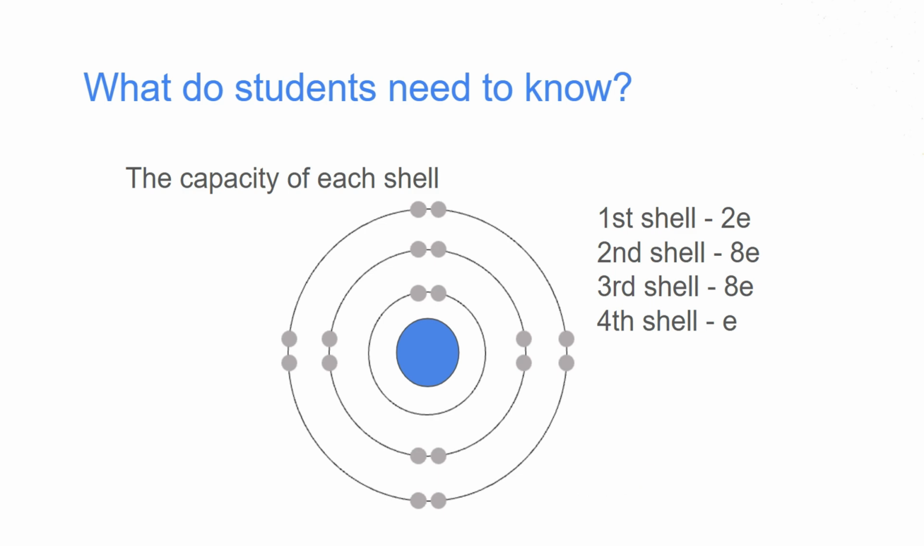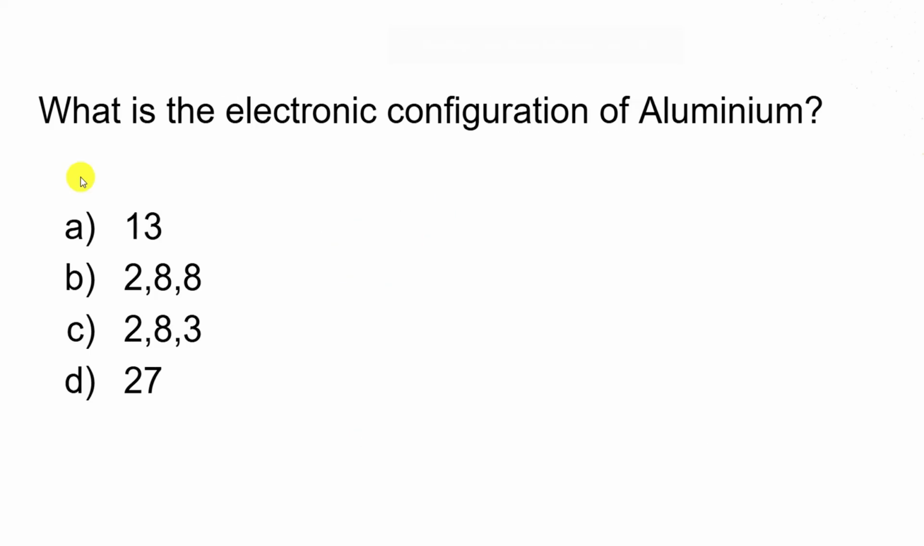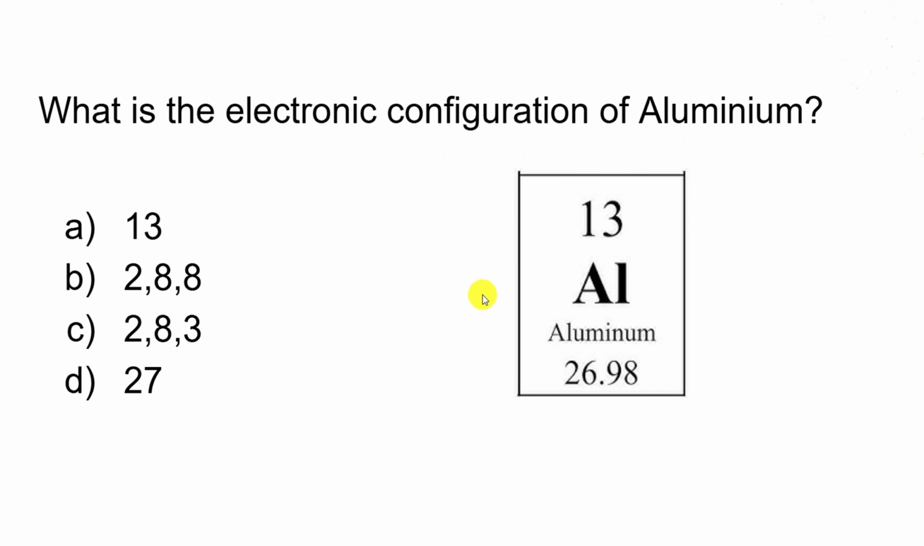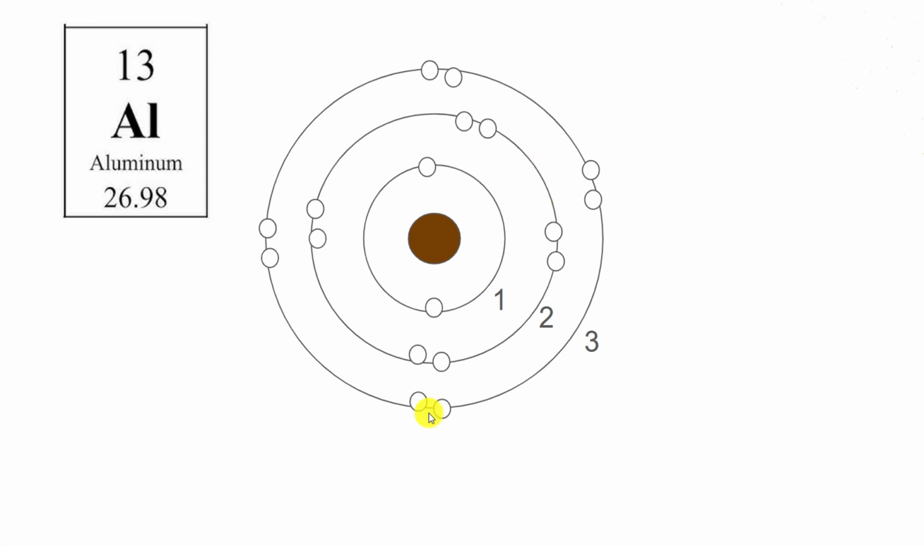Then, can you do this question before we move to the next theory section? What is the electronic configuration of aluminium? Here is the basic information about aluminium from the periodic table. Pause the video if you need additional time to think. The correct answer is option C. Aluminium has 13 electrons. So these 13 electrons will fill 3 shells. First shell 2 electrons, second shell 8 electrons, and third shell 3 electrons.